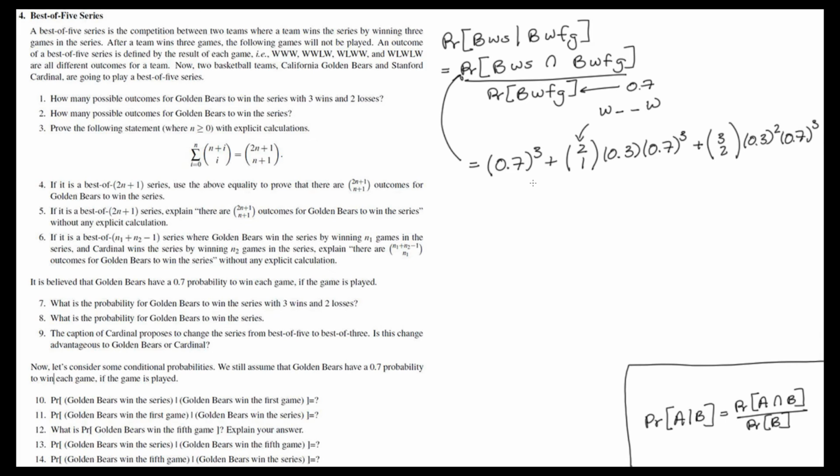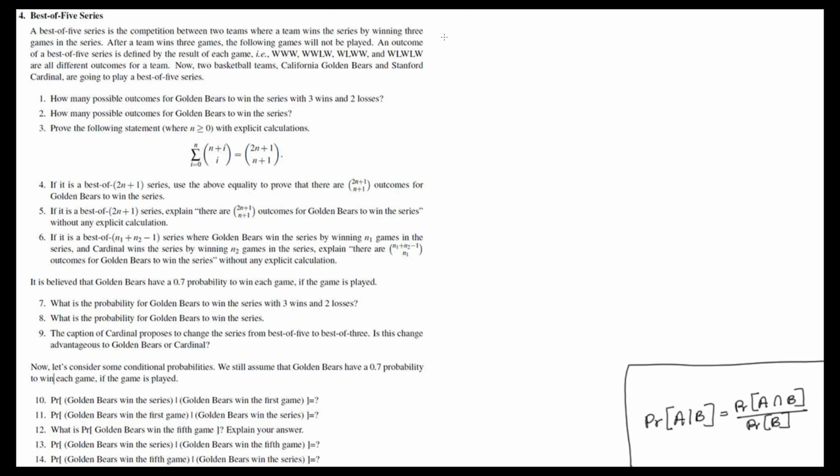Once we evaluate, this piece right here is about 0.641. So the whole probability is equal to 0.641 divided by 0.7, which is about 0.92. So that's the probability that the Bears win the series given that the Bears won their first game.